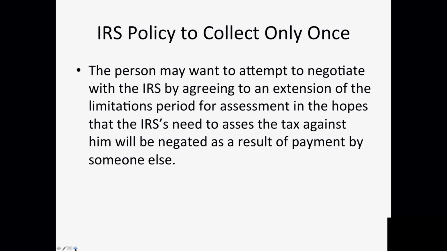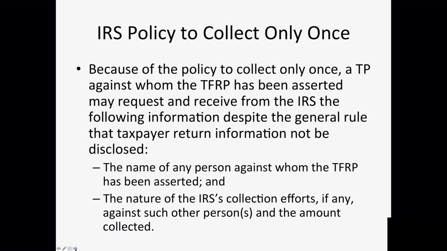The person may want to attempt to negotiate with the IRS by agreeing to an extension of the limitations period for assessment in the hope that the IRS's need to assess the tax against him will be negated as a result of payment by someone else.